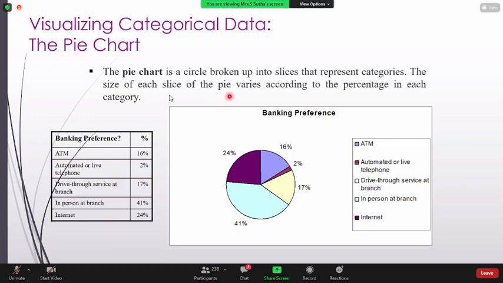So the pie chart is a circle broken up into slices that represent categories. The size of each slice varies according to the percentage. Here we can compare all these categories using the area of these sectors. The different colors are used to distinguish the sectors taken in these banking preference methods, right?